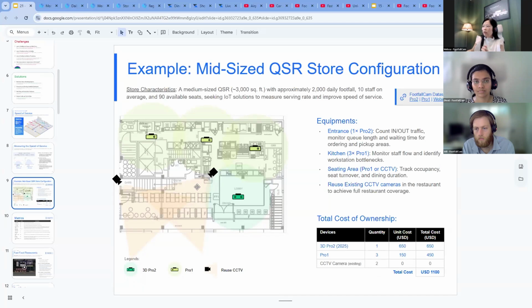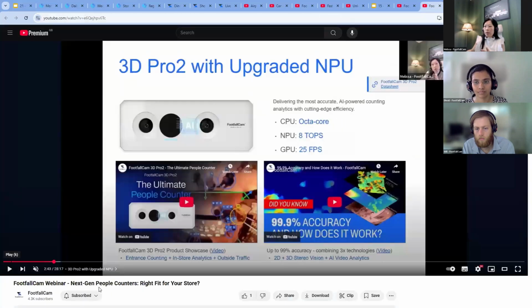You can reuse your CCTV in the restaurant to achieve full restaurant coverage, and also on the outside as well. Now, I won't go through too much about the devices. We have a webinar, so I do encourage you to watch. That's the webinar there.